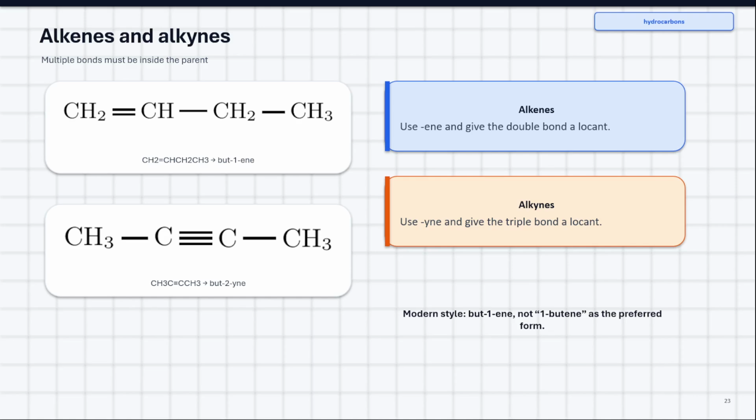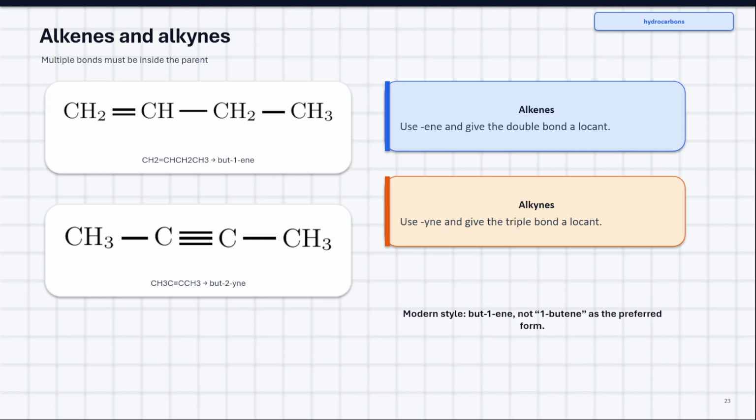Now we move from single bonds to multiple bonds. Alkenes contain a carbon-carbon double bond and use the ending ene. Alkynes contain a carbon-carbon triple bond and use the ending yne. The multiple bond must be inside the parent chain, and it needs a locant. CH2=CHCH2CH3 has 4 carbons, and the double bond starts at carbon 1, so the name is but-1-ene. CH3C≡CCH3 has 4 carbons, and the triple bond starts at carbon 2, so the name is but-2-yne.